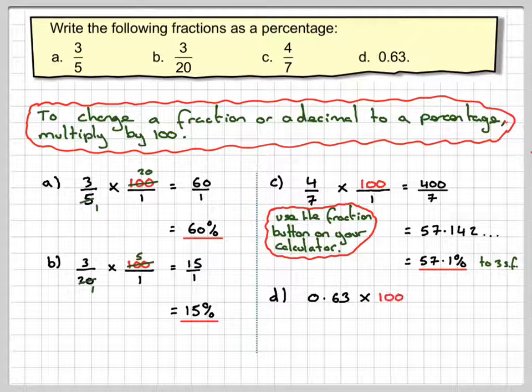And finally, 0.63. Well, for a decimal, just straight away you times it by 100, and that means you move the decimal point 2 times that way, so you're just going to get a straightforward answer of 63%.